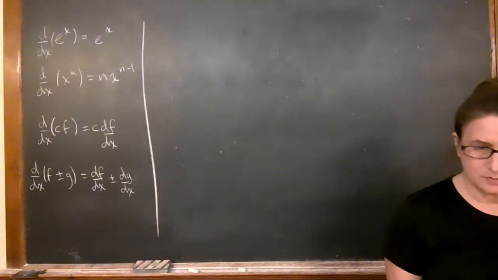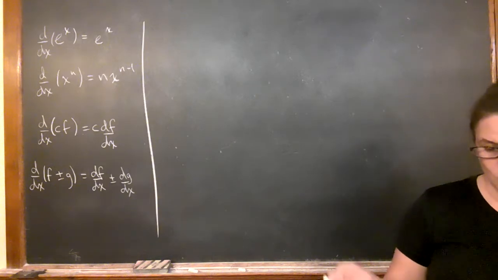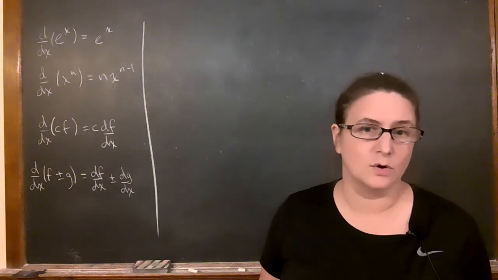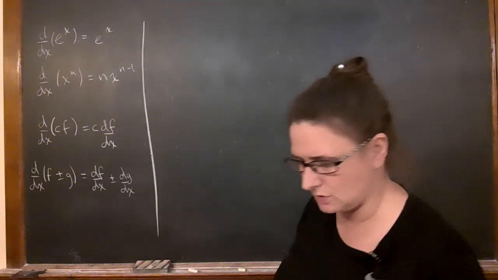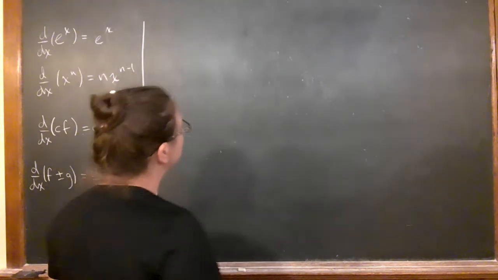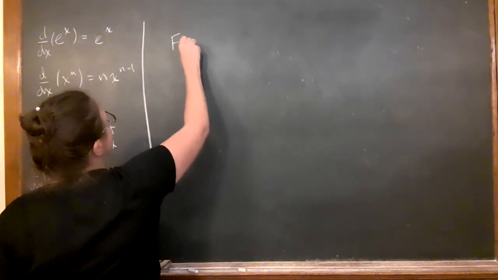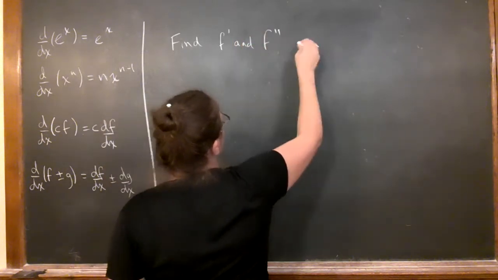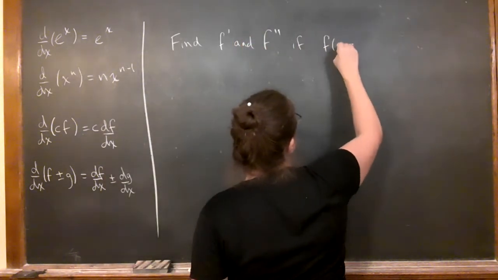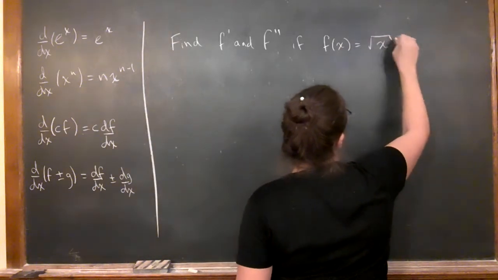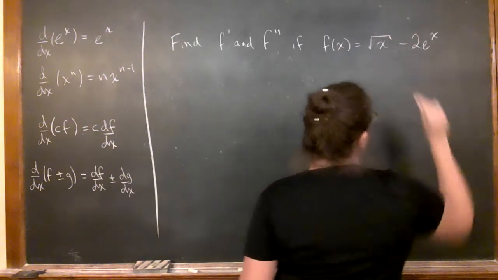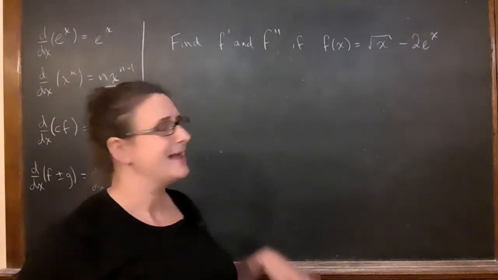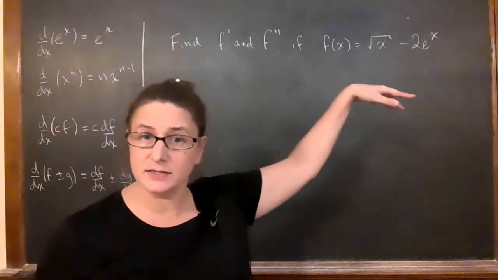So let's use them. I'll do one quick example with e to the x, and then maybe I'll have another video with a few more examples so that this one doesn't get too long. Okay, so here's just some function: the square root of x minus 2 e to the x. And I'm asked to find the first derivative and the second derivative.